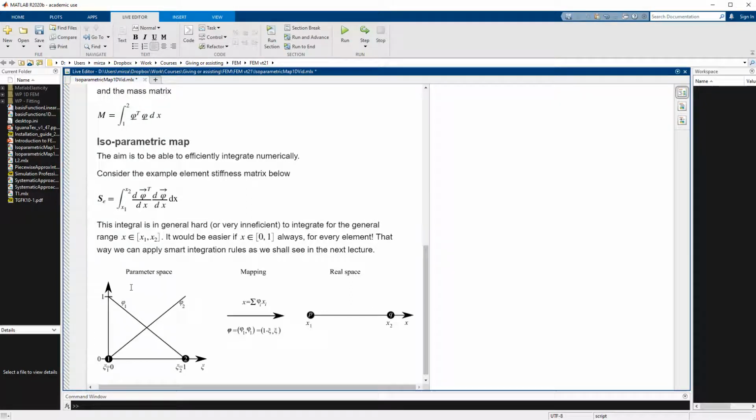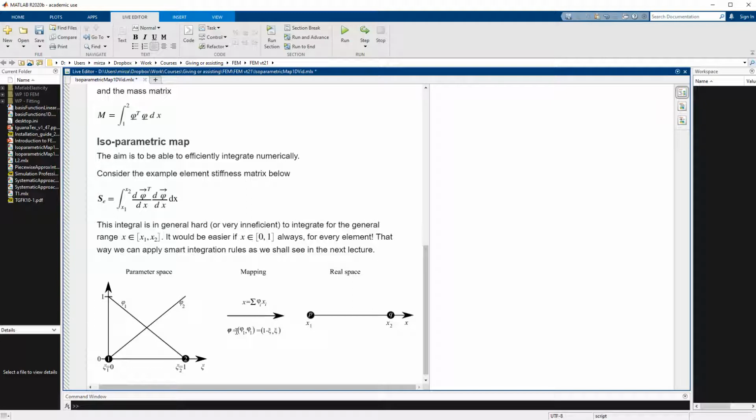So this parameter space of course here is going to be something else than x, because the real space is x. So we have our real space here. We have two nodes. We have this p and q node, or x1 and x2. And over here in the parameter space, we have our basis functions that are defined between 0 and 1 in this space called xi, Greek letter. So we need a map.